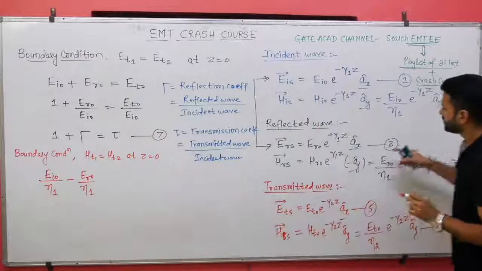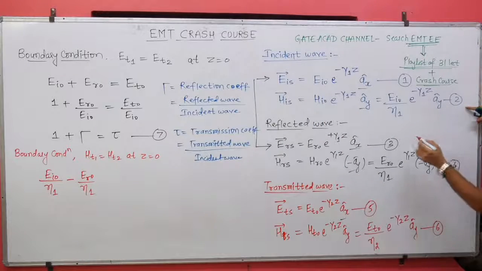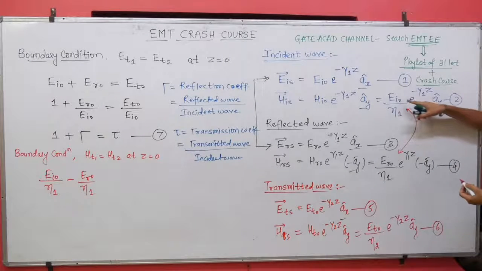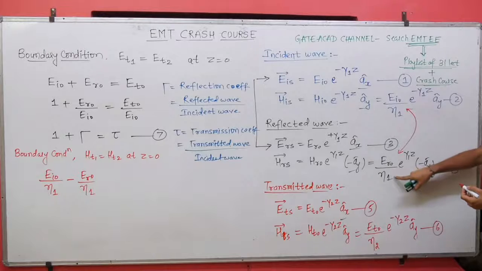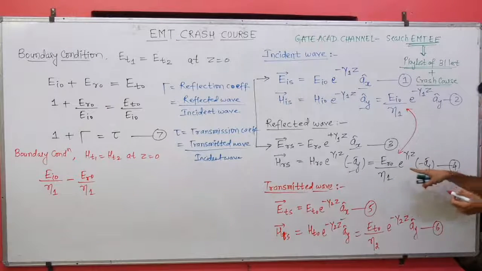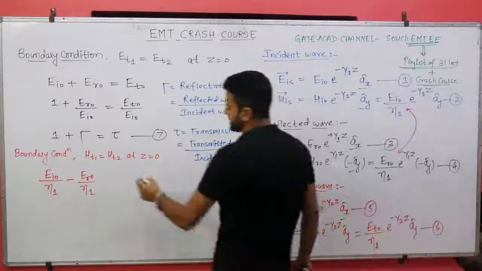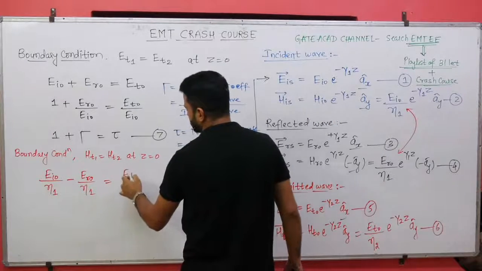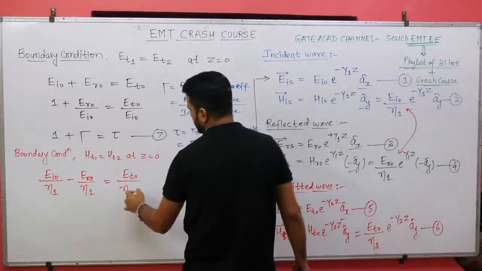Okay. Now you can see equations 2 and 4 at z equal to 0: EI0 divided by eta 1 and ER0 divided by eta 1, and this has the minus sign, so we have to write the minus sign. And in the second medium it is ET0 divided by eta 2.